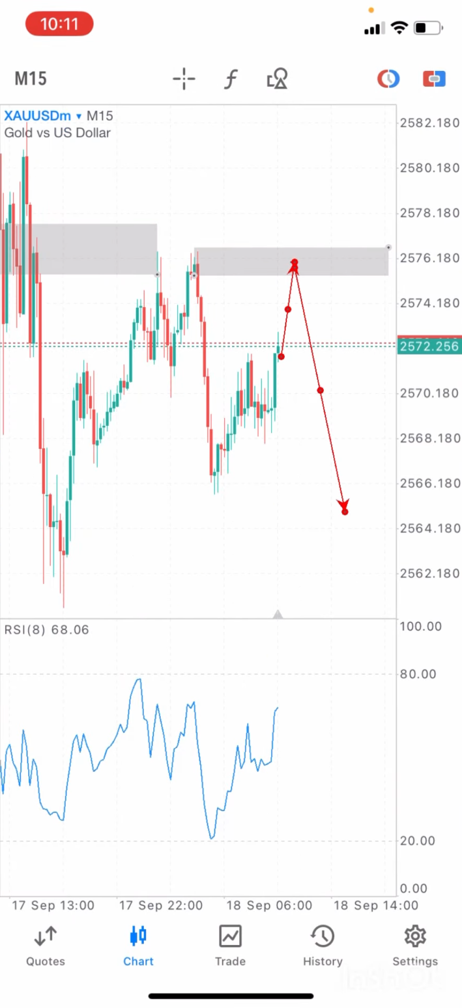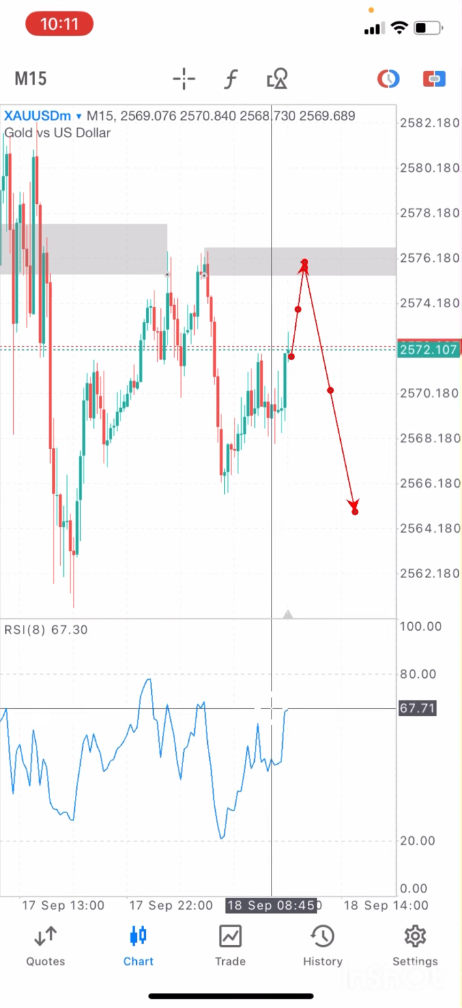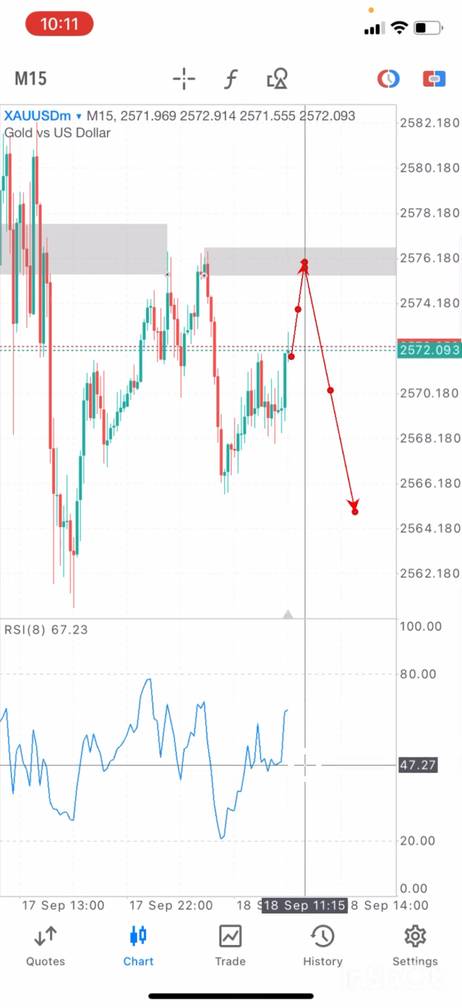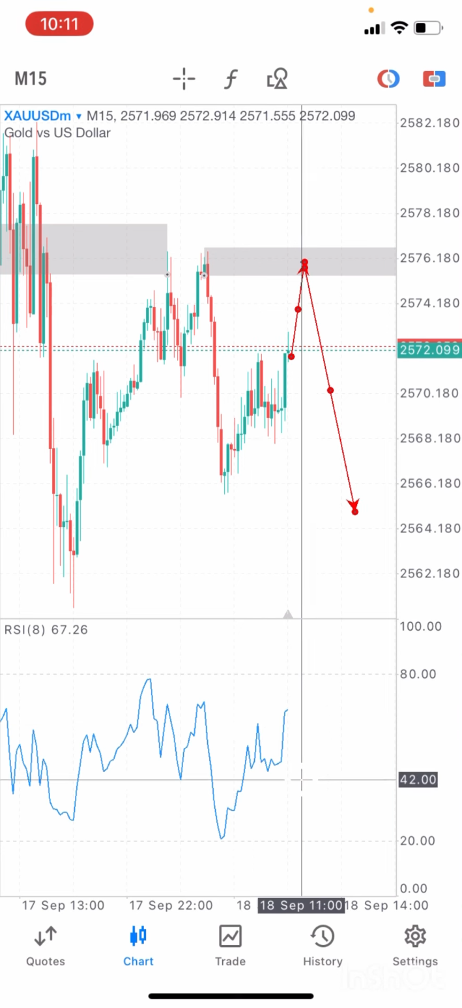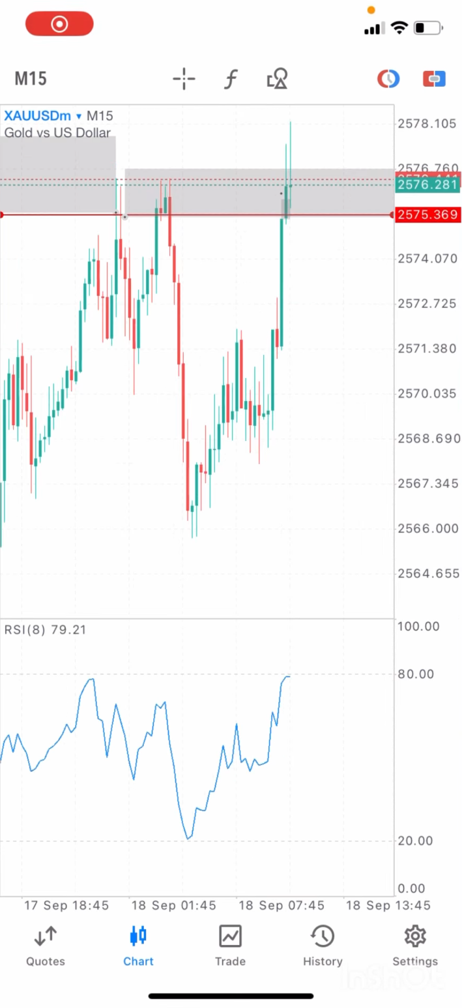So I'll be waiting patiently for this zone to be reached, and then if divergence form on the indicator here, then it's going to lead us to a sell gold. So let's wait patiently as market reach that zone.